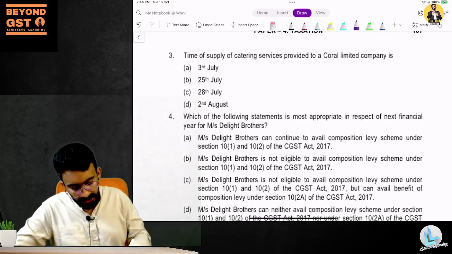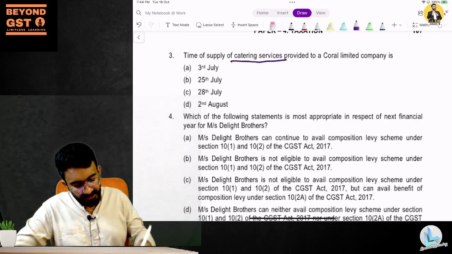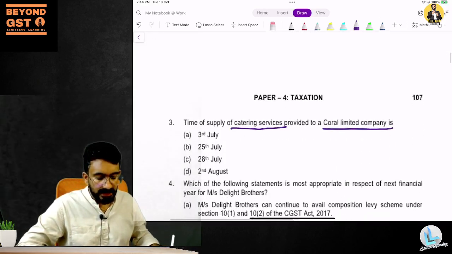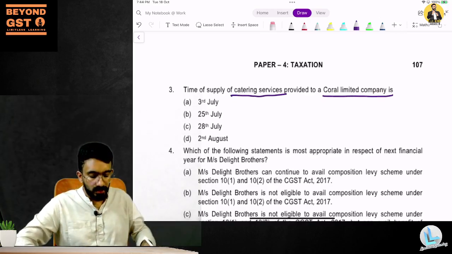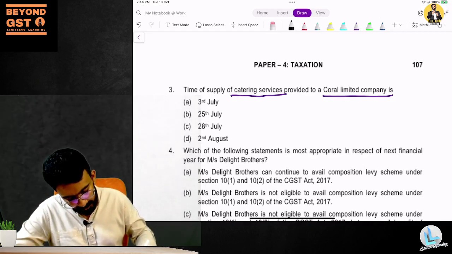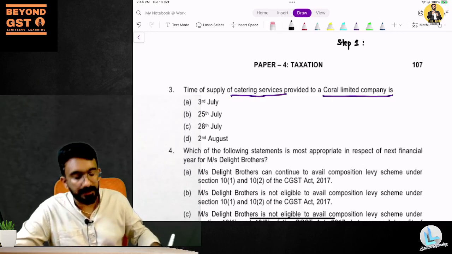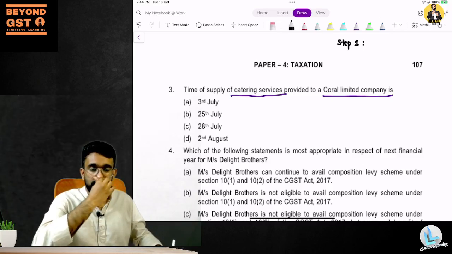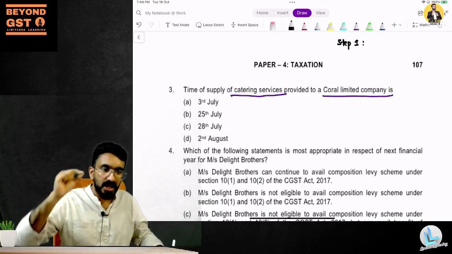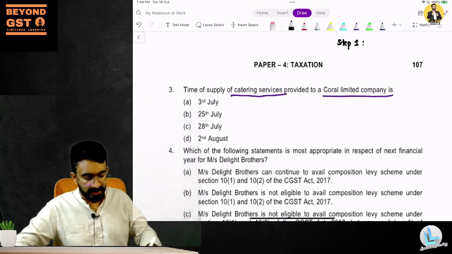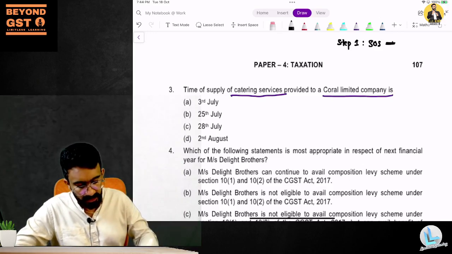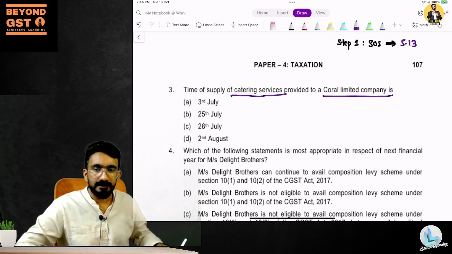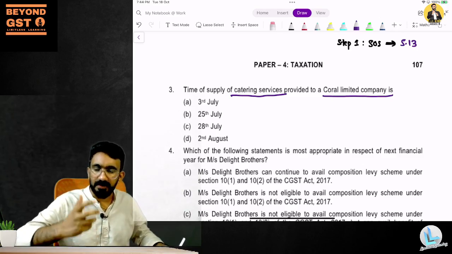They're asking, can you determine time of supply for catering services provided to Coral Limited Company? When determining time of supply, there is an order in which we do the computation. Step 1, we decide: is it supply of goods or supply of service? Is this question about SOS or SOG? It is supply of service. So which section will come? Section 13 would come. That talks about how to determine time of supply when there is supply of service.